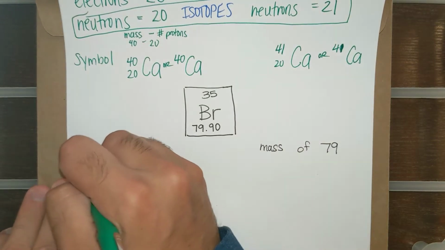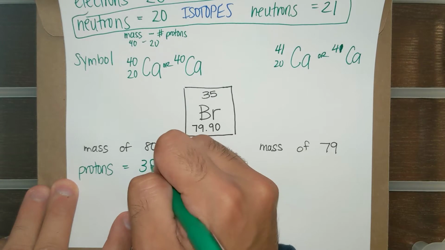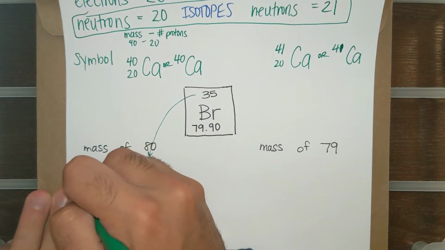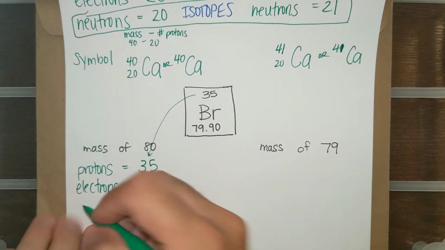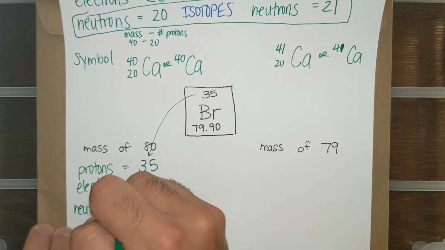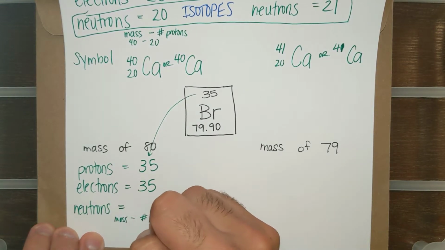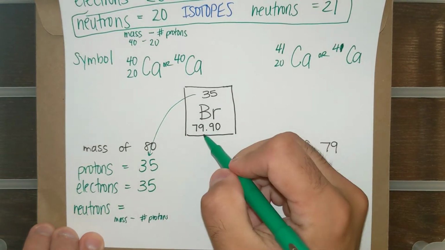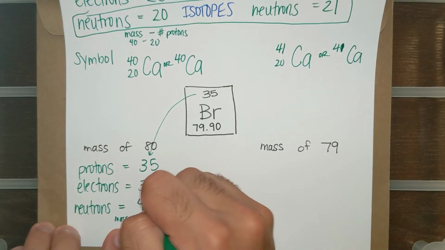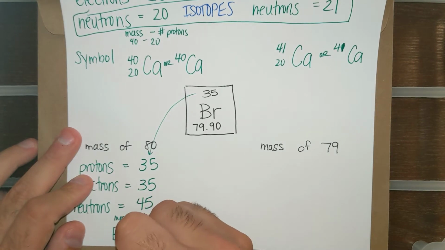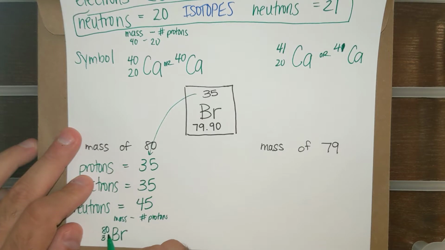Otherwise, I'm going to do it. For protons, you could check your answer. Protons is going to be equal to 35 because that's our atomic number. Electrons is also going to be 35. For the number of neutrons, it's going to be our mass minus the number of protons. If I do 80 minus 35, I get 45. And if I want to write the symbol, it'd be something like bromine 80, or you could do 35 at the bottom if you wanted.